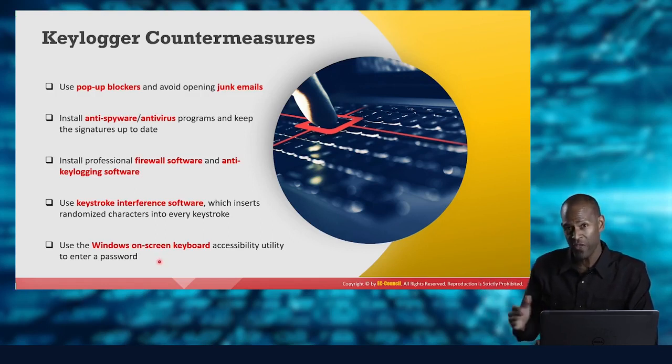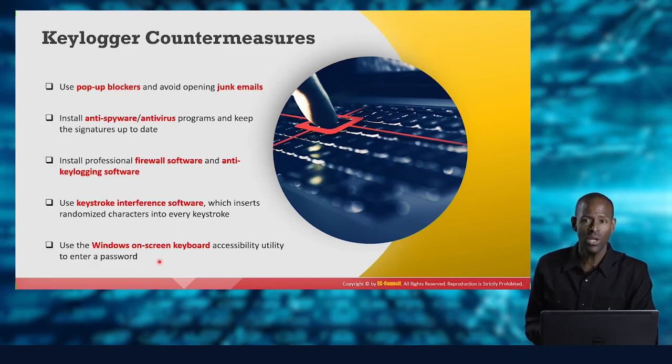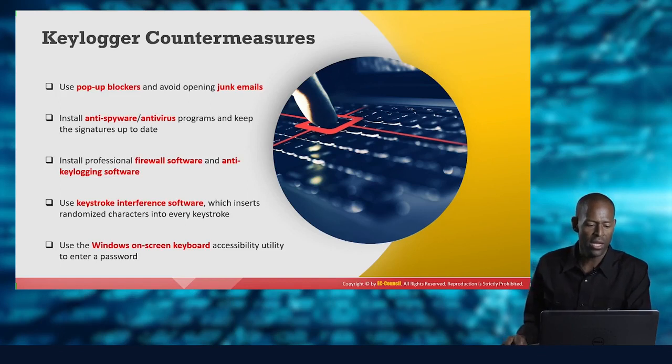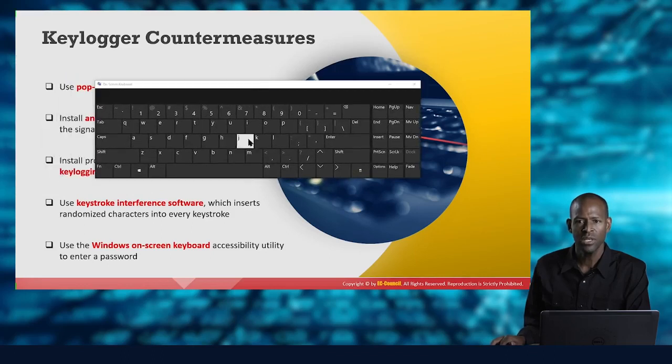Also, let's say you think, wait a minute, that's kind of weird. Maybe I have a keylogger. If you're thinking that, then use the Windows on-screen keyboard. The on-screen keyboard, you can hit your Windows key and type in keyboard and click on on-screen keyboard, or just type in KEYB, and you'll get this. This is the on-screen keyboard. You can use it to type letters.